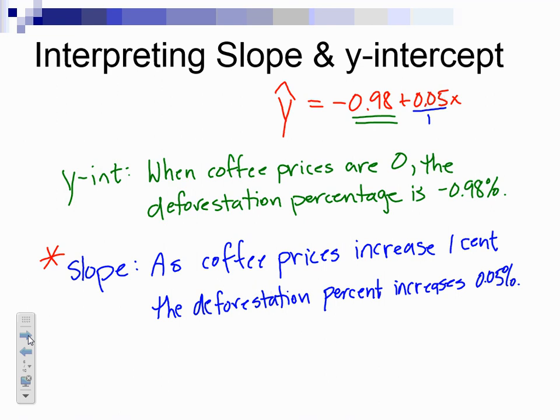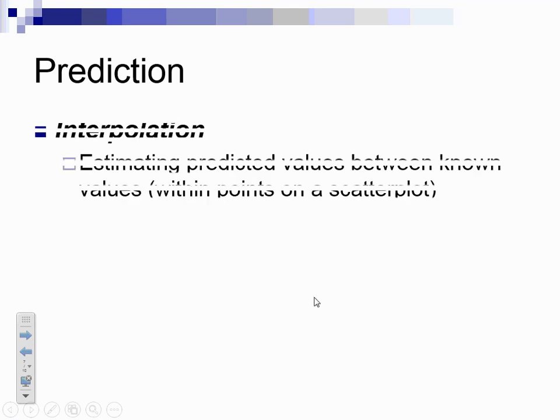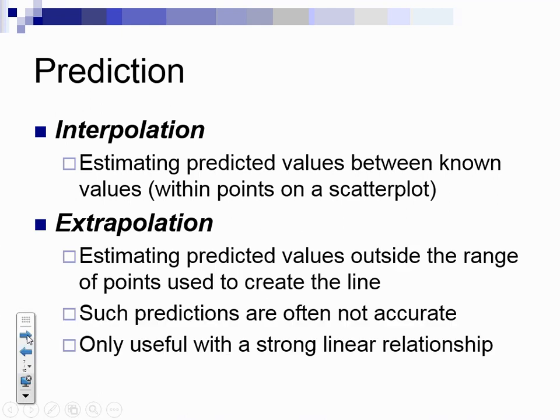So next up, let's talk about prediction. How can we use this line of regression to make a prediction? Well, first off, we need to understand there are two types of prediction. There's interpolation, which is when we're estimating a predicted value based on known values, so points within a scatter plot. The other type of prediction is extrapolation, and this is when we're estimating a predicted value outside the range of our known points. Most of the time, these predictions are not accurate, and they're really only useful with a strong linear relationship.